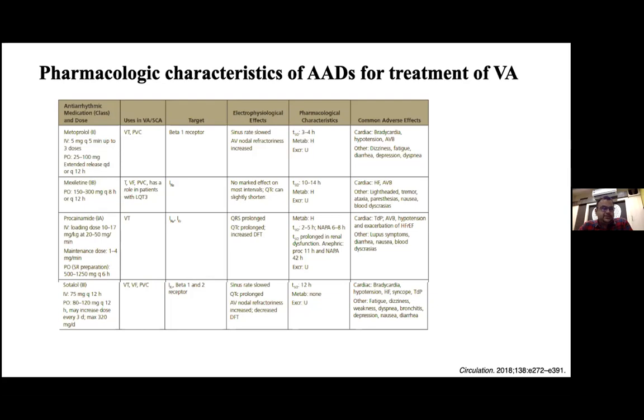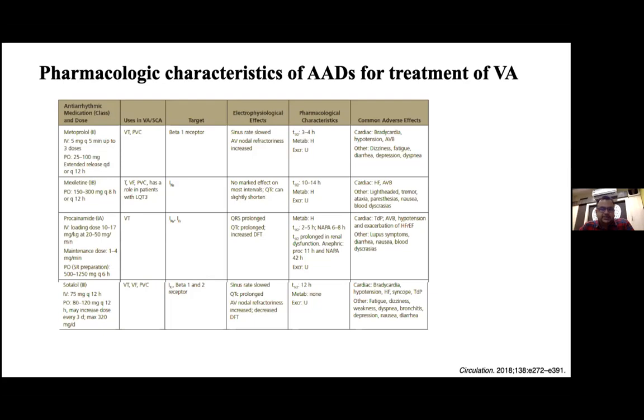And the mexiletine, which is used in VT, VF, VPCs, has a role in patients with LQT3 also, because LQT3 often involves the SCN5A channel. So mexiletine has an effect on the SCN5A. So it has an effect in patients who have been given a diagnosis of LQT3. And as I said, it is a class 1B agent that doesn't have a marked effect on the most intervals, and the QTc can be slightly shortened. That's why they have been used in patients with LQT3. And the cardiac effects are also not very much.